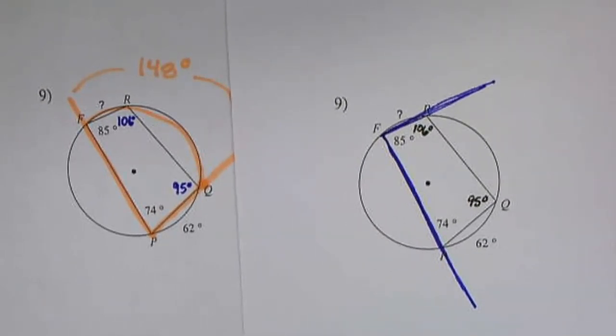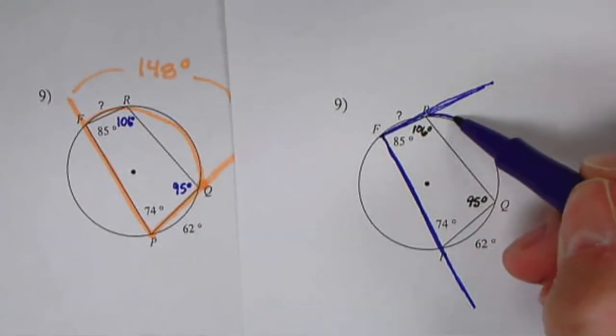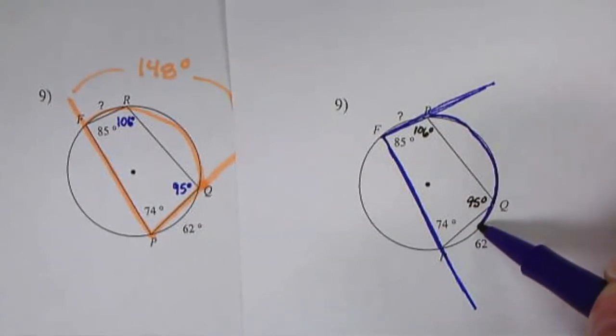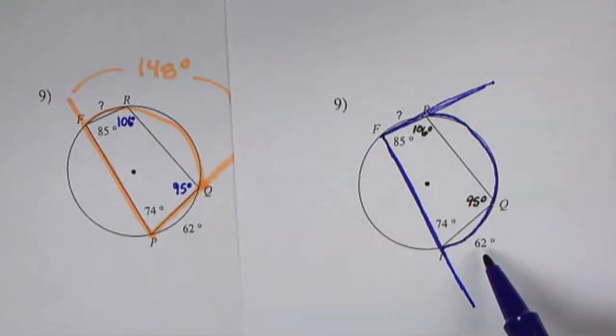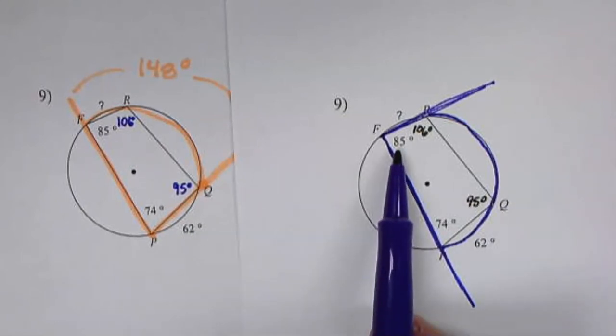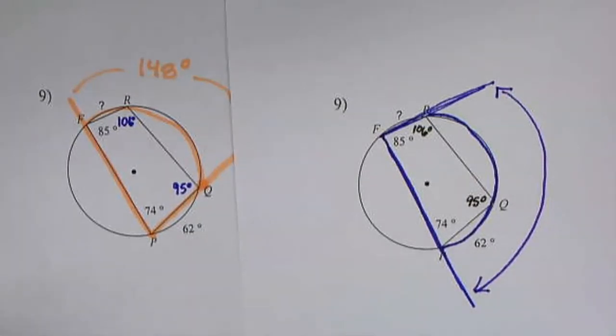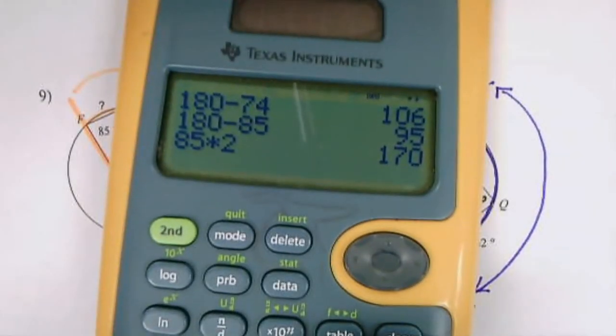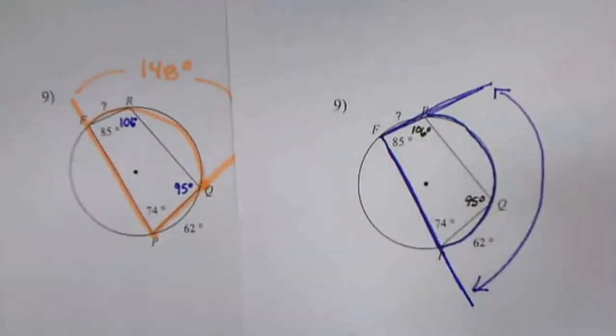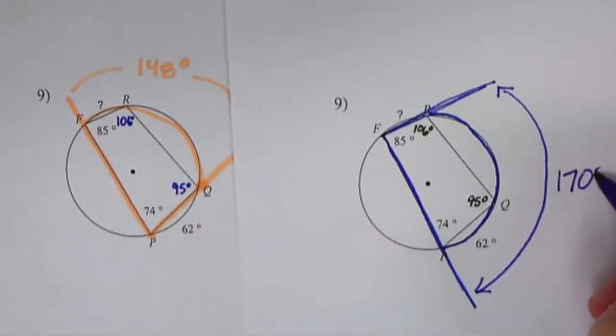It intercepts all the way from R to Q and also the 62 degree arc down here. This is going to be my way that I can find RQ because 85 has to be half of this entire arc all the way around. 85 times 2, I was trying to show you and I typed a bunch of wrong buttons. 85 times 2 is 170. So this whole big arc is 170.